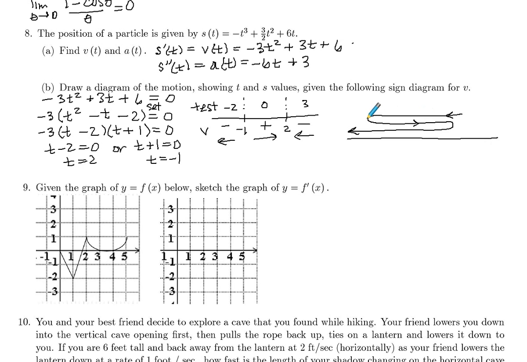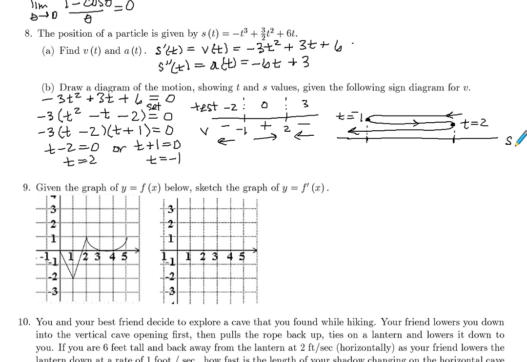And the first turning point right here, we know is going to be t equals negative 1. And then the second turning point here, where velocity changes direction, is going to be t equals 2. So we need to know the s values at those turning points. Remember, this is the s-axis down here. So we want to mark off what these positions are here and here that correspond to t equals negative 1 and t equals 2.